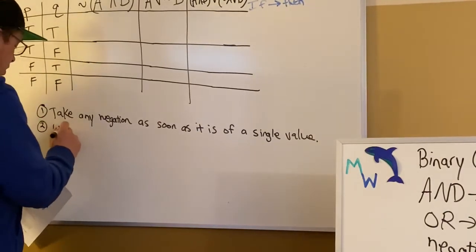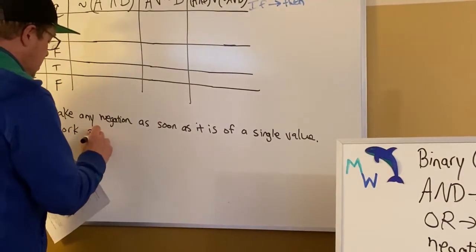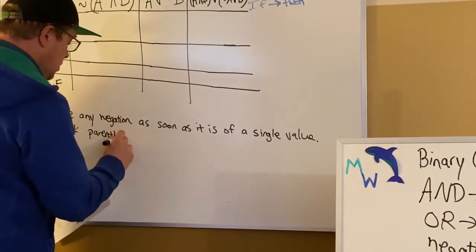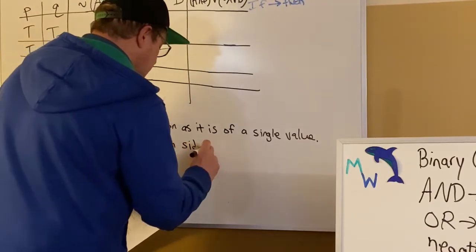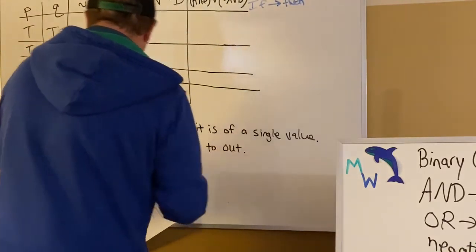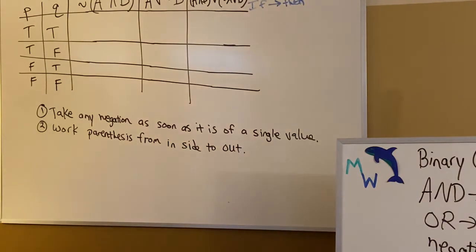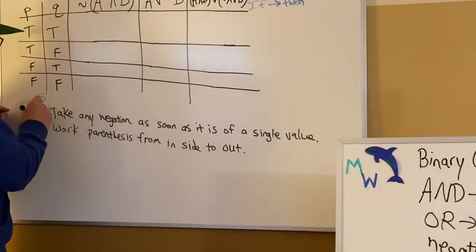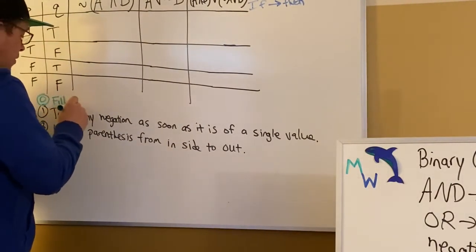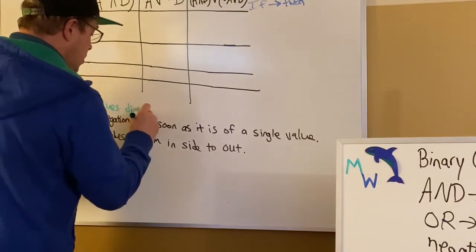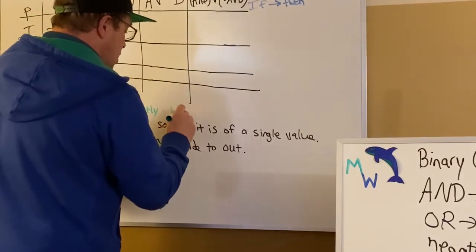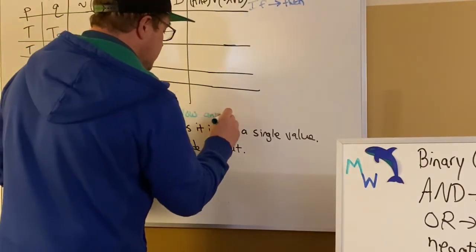Number 2, work parentheses from inside to out. But what do I have as step 0? Step 0 is what you get started with every time. Step 0 is fill the values directly below any statement name.